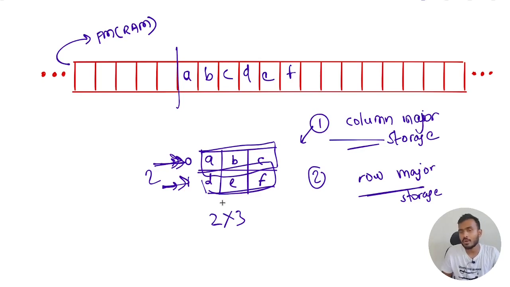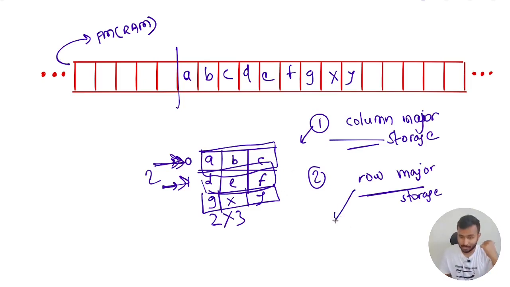Let's say we have one more row, let's say g, x, y. The third row will be stored over here: g, x, y. So this is called the row measure way of storage. C++ uses the row measure way of storage. Always remember, C++ is going to use the row measure way for storing two-dimensional arrays into the memory.